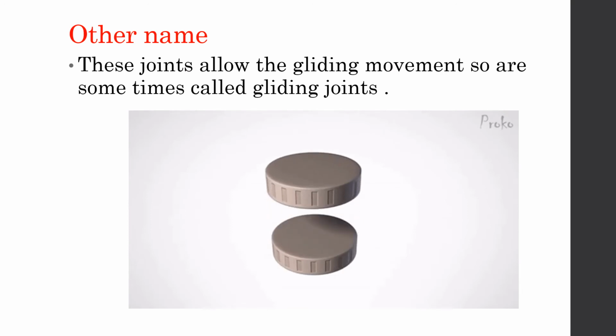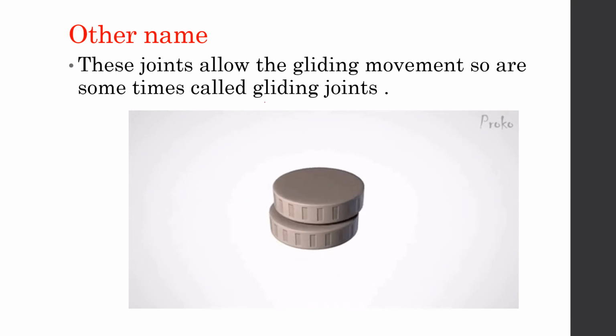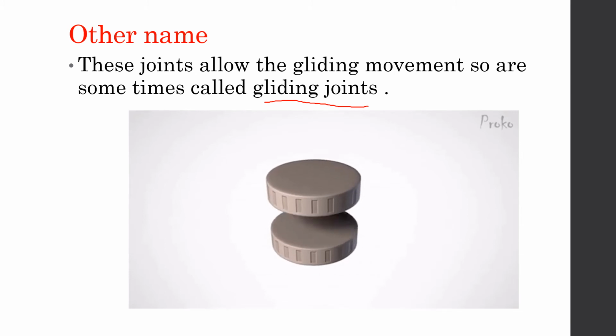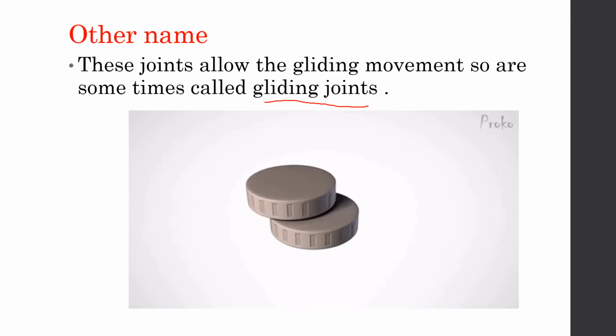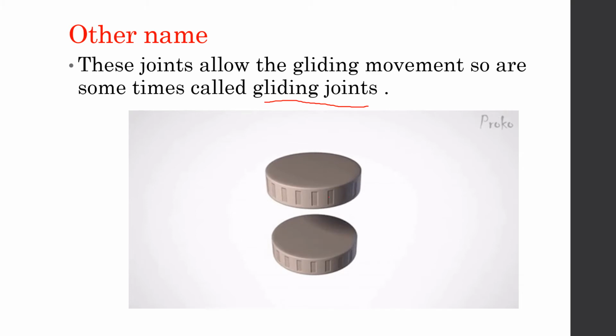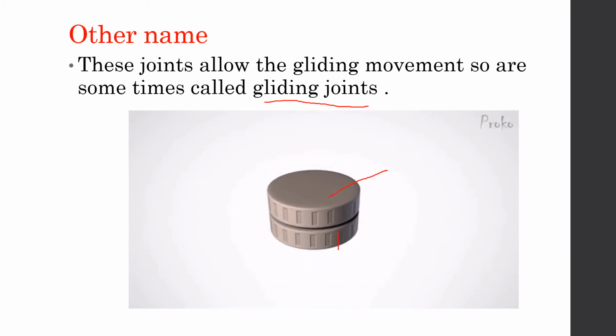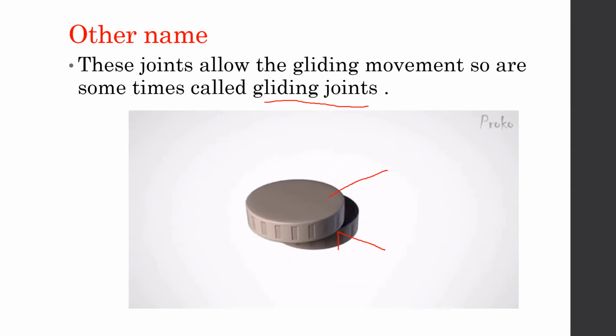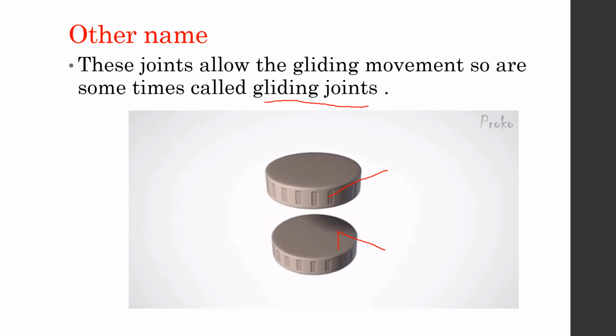There is also another name for a planar joint, that is gliding joint. A planar joint is called a gliding joint because of its movement. Here you can see in this video the gliding movement. Let's suppose this is one bone and there is another bone. As you can see, the upper bone is gliding or rubbing over the surface of the lower bone. This type of movement is called gliding movement, so the planar joint is also called a gliding joint.